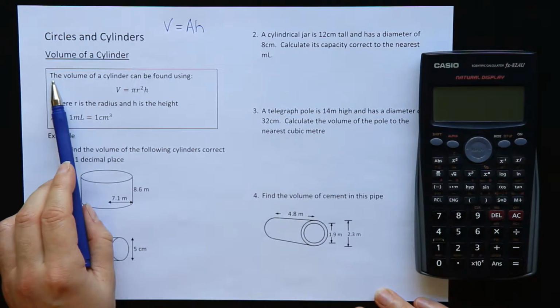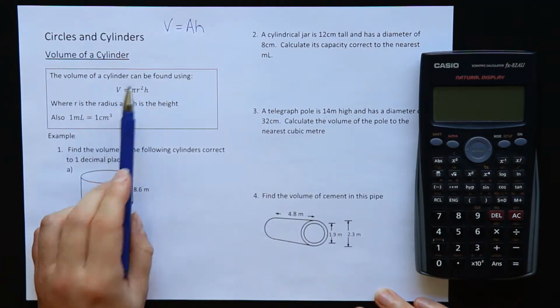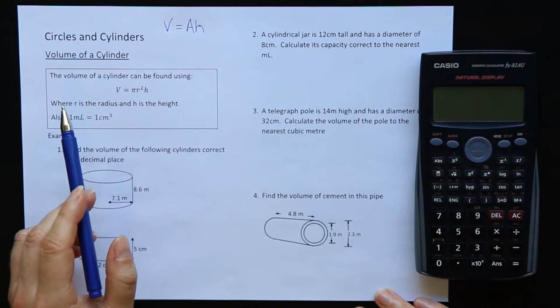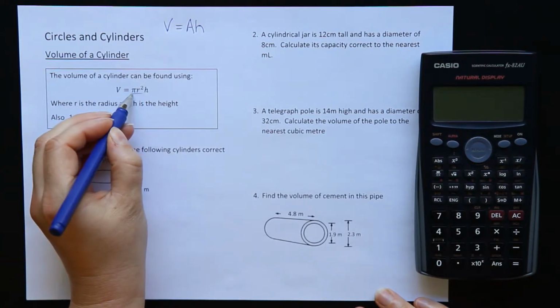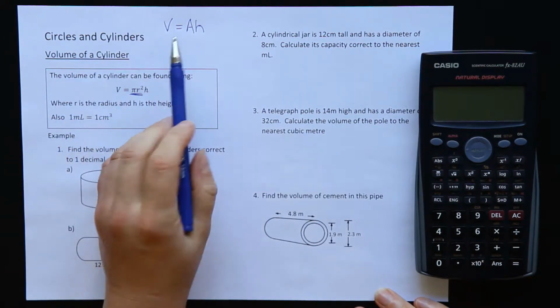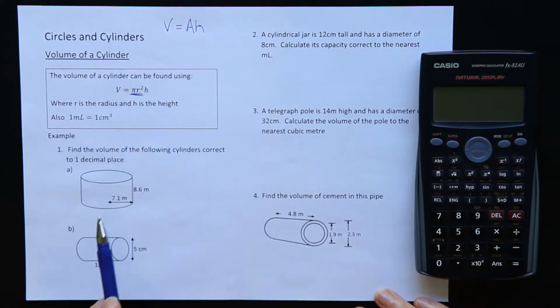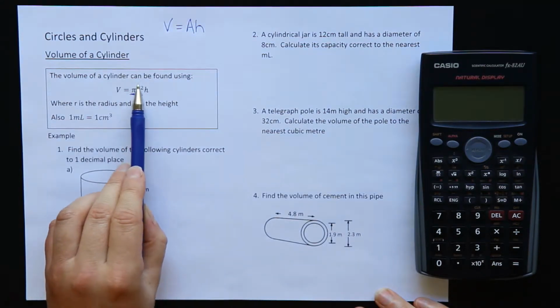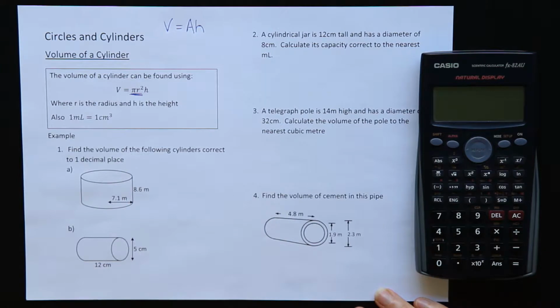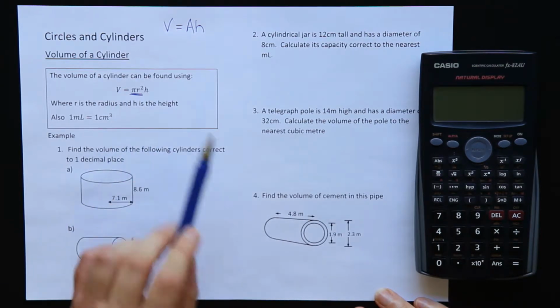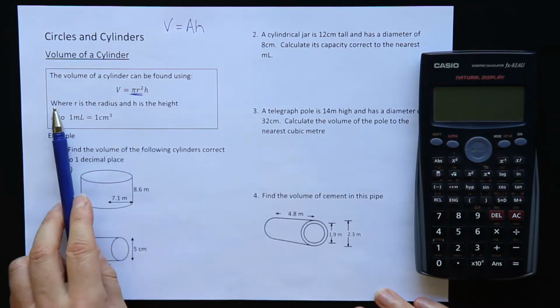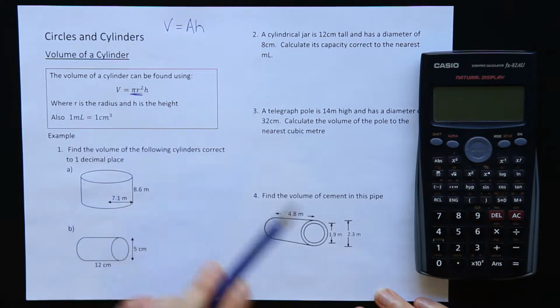Now this formula that we have here for the volume of a cylinder is actually just the same formula, except that pi r squared is the area. Because a cylinder's end is a circle, this is the A, pi r squared, times by the height. Okay, so that's just a bit of an explanation as to where that formula comes from. So here it is: volume is equal to pi r squared h, where r is the radius of the cylinder and h is the height.